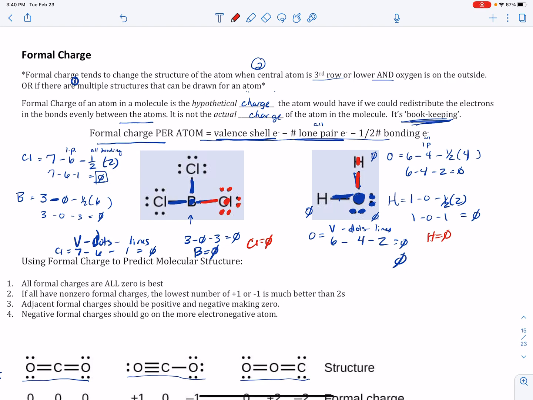So if that doesn't work for you, or you don't get it consistently the whole time, then don't use that method. It's just something that works for some people. A lot of people prefer the dots and lines, and that works too.